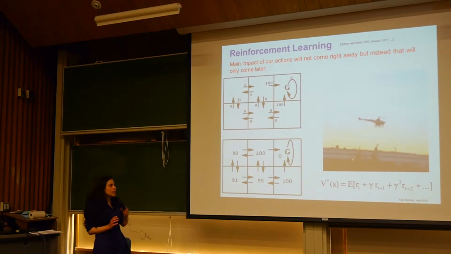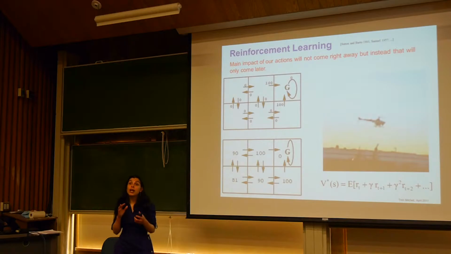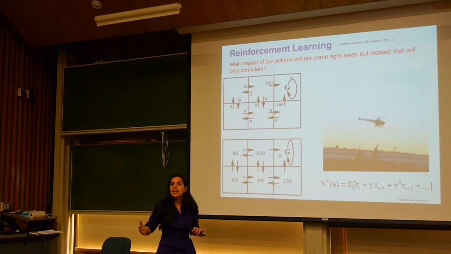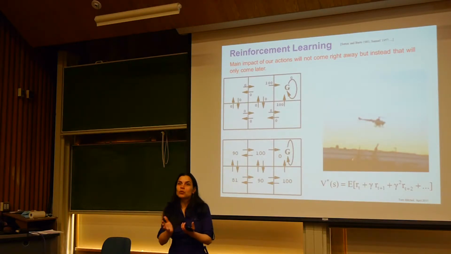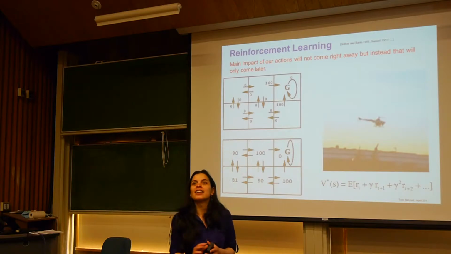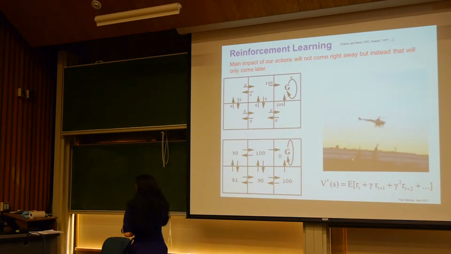Or as another example, consider reinforcement learning used for helicopter flying. In helicopter flying, a bad move will not necessarily crash the helicopter right away, but it can lead to a sequence of really bad moves that will result in a crash. Okay, cool.